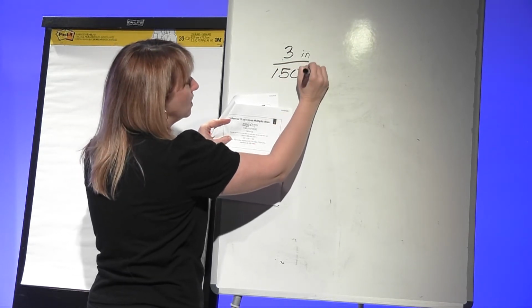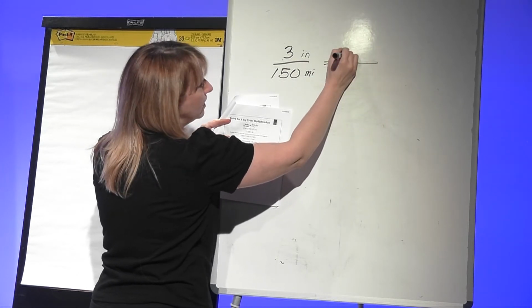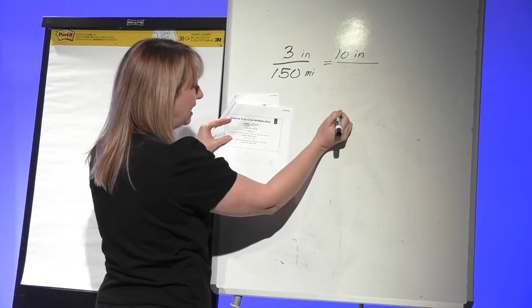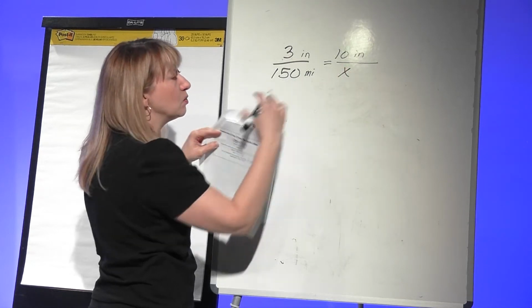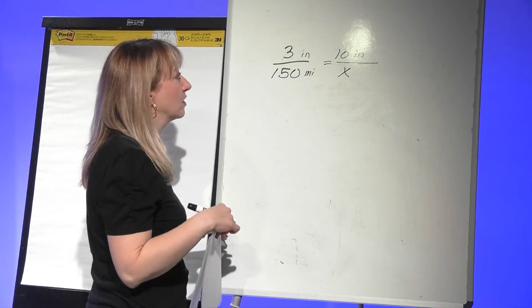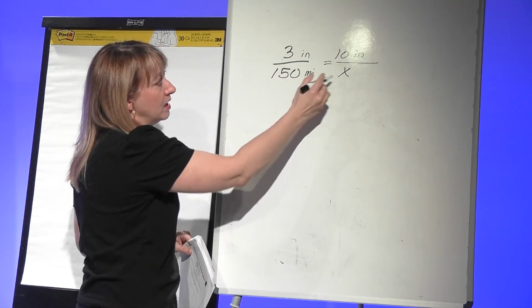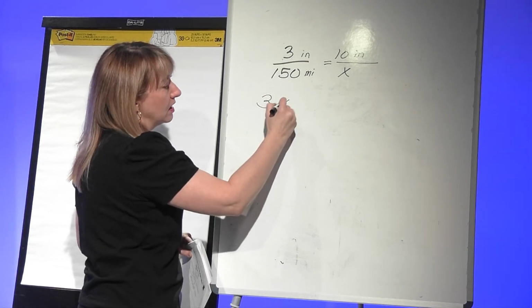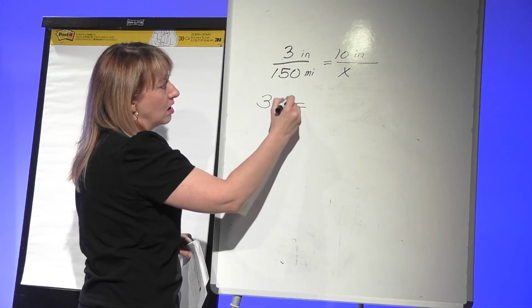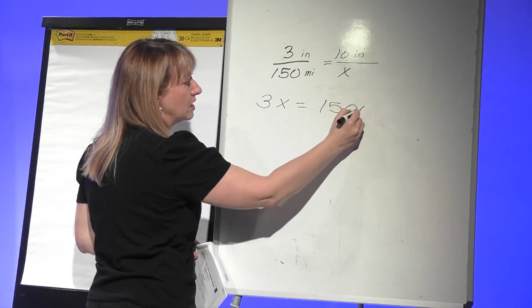So 3 inches equals 150 miles on this particular map. We want to know, well, how much is 10 inches going to be? Again, this is what we don't know. Whatever we don't know, we're going to make our variable. We have our equal sign, so now we can cross multiply. 3 times x is 3x. 150 times 10 is 1,500.